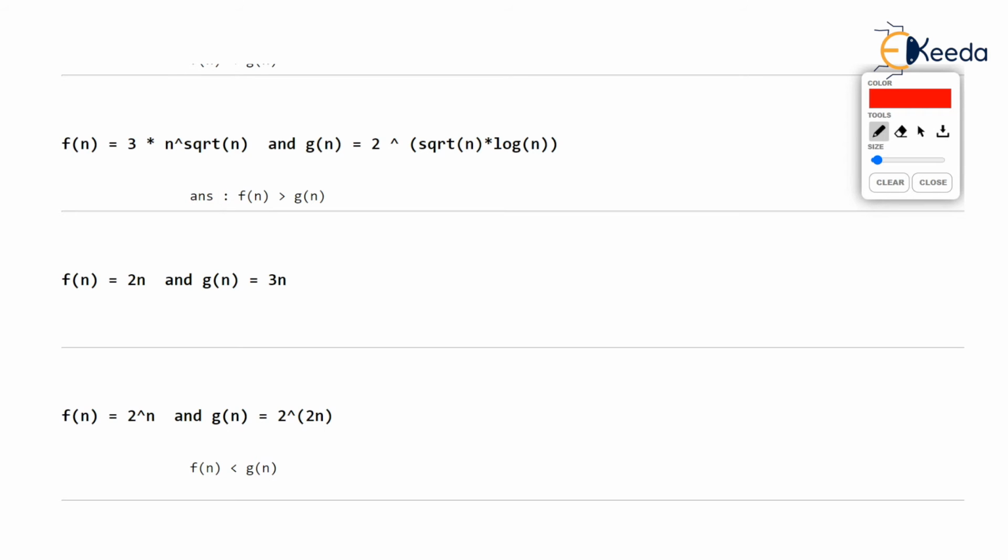Now the Fn given here is 3 into n raised to square root of n. Check this. And Gn given is 2 raised to square root of n into log n. Now it's asked which one is larger. So it's better that we take log on both sides. If we take log on both sides, this will be log of 3 n raised to root n, and this will be log of 2 raised to root n into log n. Now you tell me, isn't this a into b?